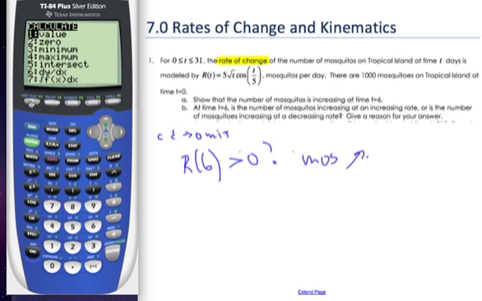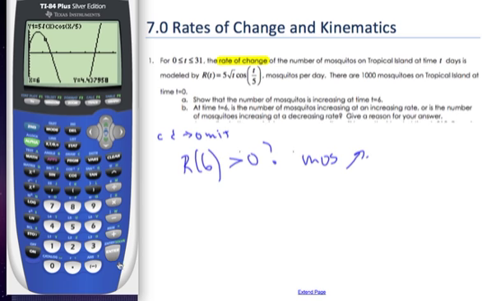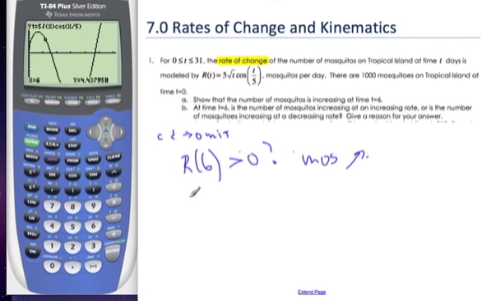I have the function in there already. My window is from 0 to 31 because that's my range. And I'm going to just trace the value at 6. So R at 6 is equal to 4.44, which is bigger than 0. Therefore, the mosquitoes are increasing.